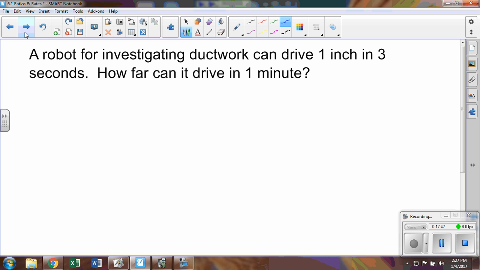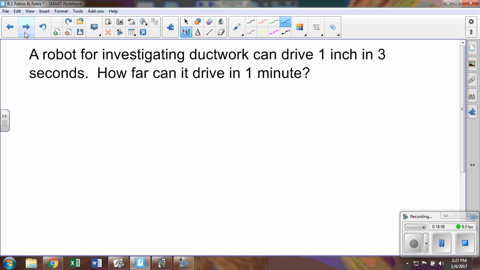What HVAC guys can do sometimes, a lot of them will have cameras that they can put down, and some of them just feed a camera through the system. But I've also seen ones where they create a little mini robot that they actually drive through. They can drive through your duct system using these little robots.